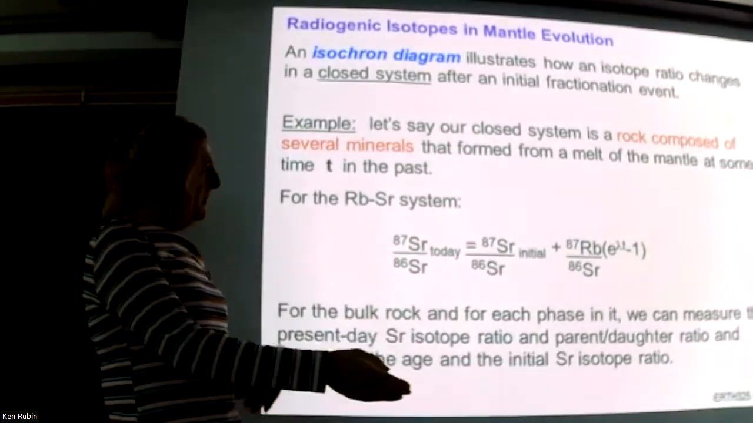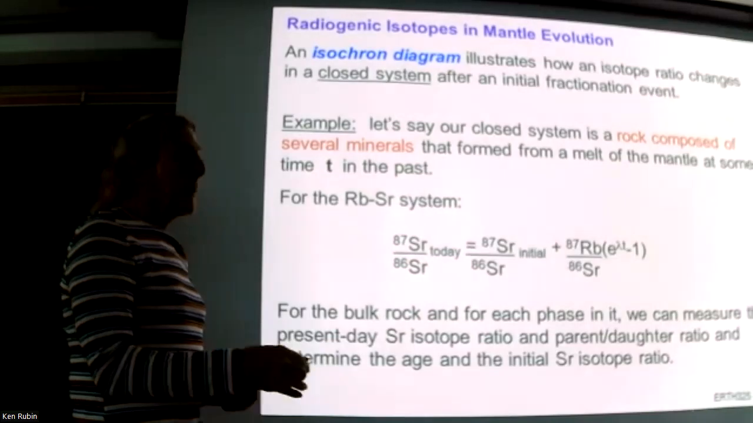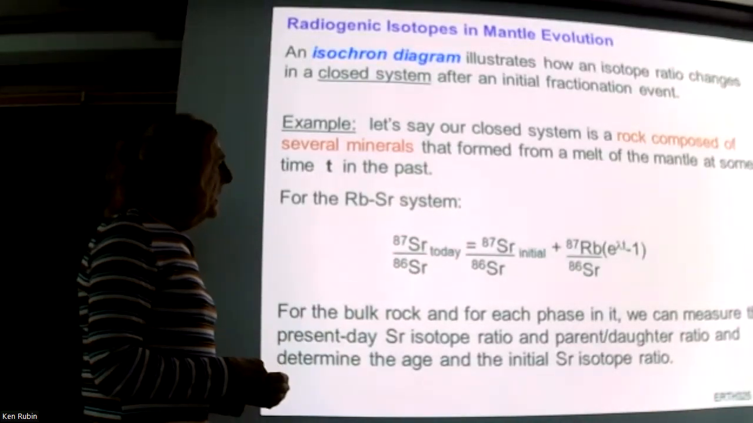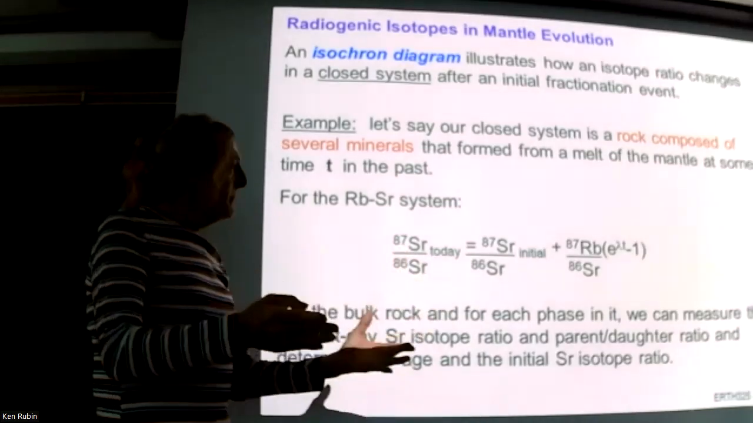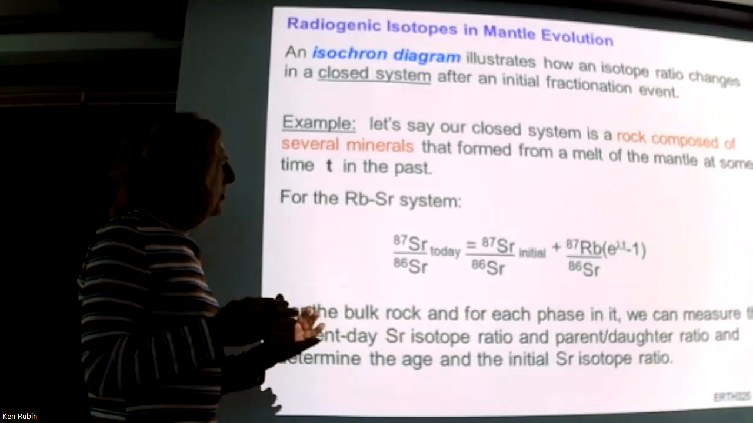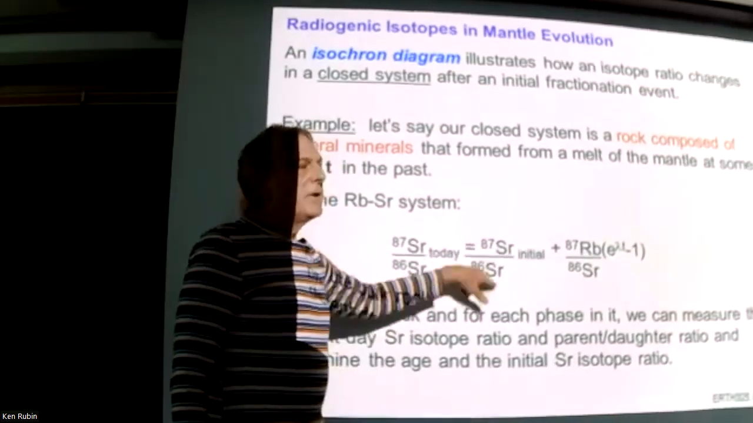Some minerals don't like rubidium, they do like strontium. Feldspar is a good example. Other minerals might prefer rubidium over strontium, amphiboles, for instance. Other minerals might not like to have either of them in. Magnetite's a great mineral for that. In that case, the minerals that don't have any rubidium or strontium are going to give us this estimate, right? It's not going to have changed.